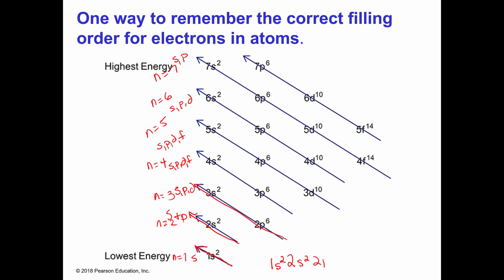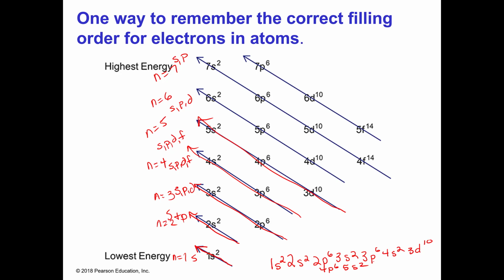And then 2P6, 3S2. And then 3P6, 4S2. And then this is where it goes back to the 3D10, 4P6, 5S2. So if you can remember this and just draw it, then you can remember how they fill. And you don't have to just memorize the other one, because this is just the pattern. All right, so this is one way of doing the correct order for your electrons.